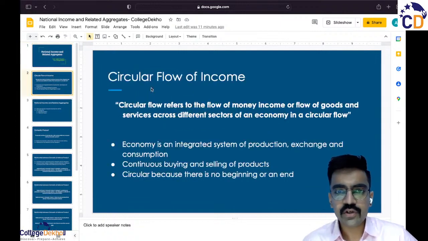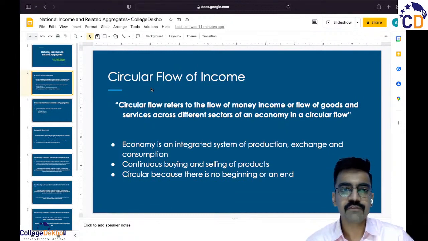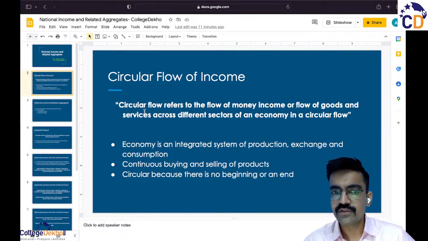So macroeconomics, every macroeconomic concept, the gross domestic product or the gross national product, everything starts with the circular flow of income. Now, what does the circular flow of income mean? Let us please go through this definition. Circular flow refers to the flow of money income or the flow of goods and services across different sectors of an economy in a circular flow.